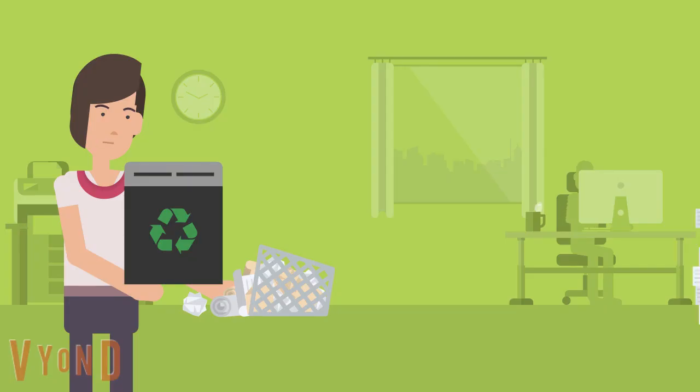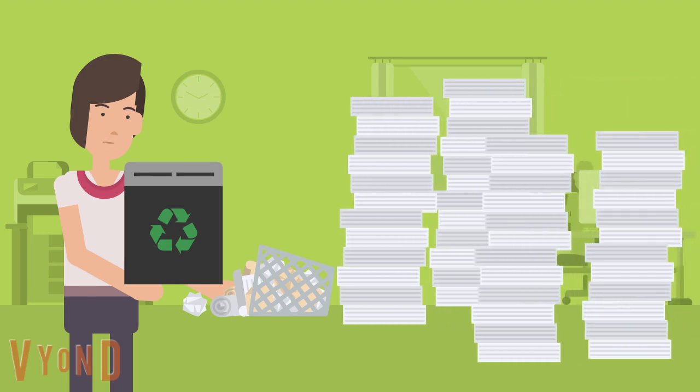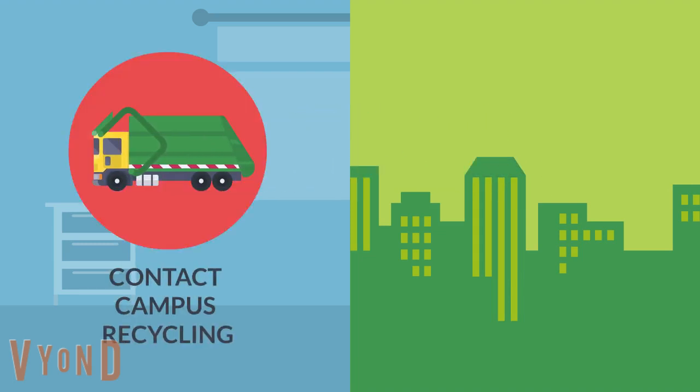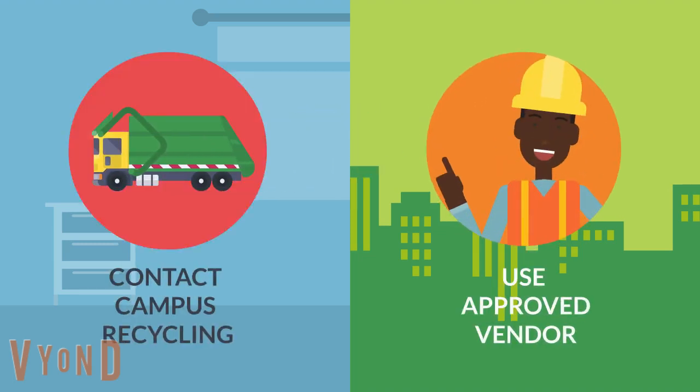Paper records and non-records that do not contain sensitive information can be disposed of the same way as any other kind of paper. In addition, you can use the following methods for disposal. Contact campus recycling facility for a pickup, or work with an outside approved vendor to dispose of materials.